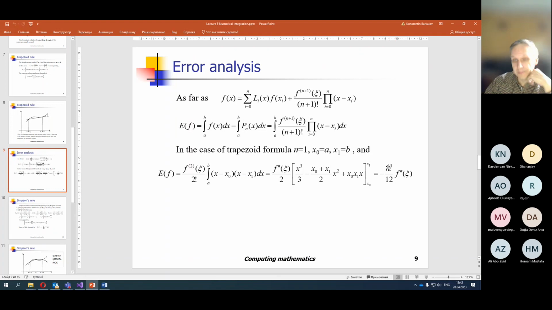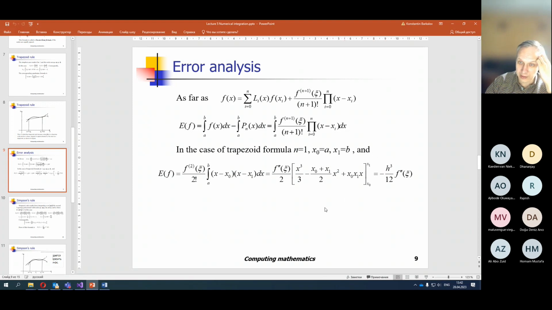This term has order 3. It means that if we decrease the distance between the points x1 and x0 10 times, the error becomes 1000 times smaller.